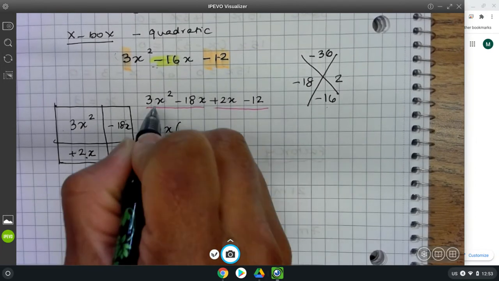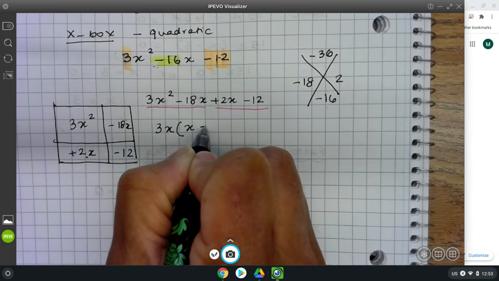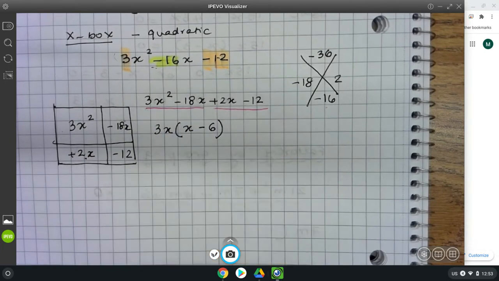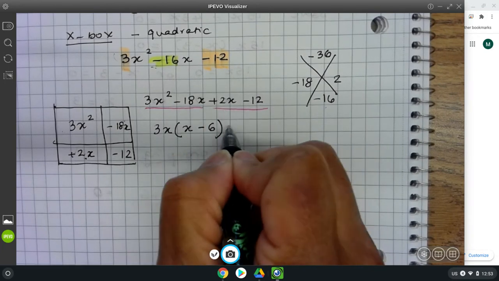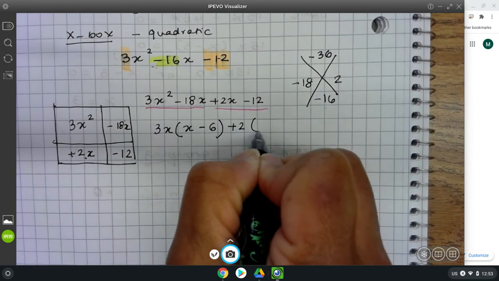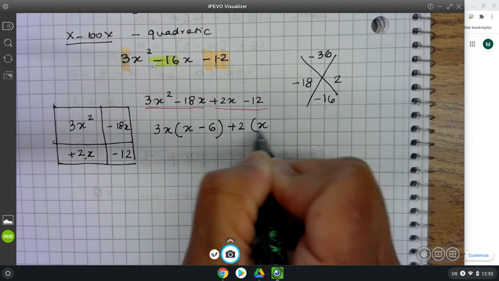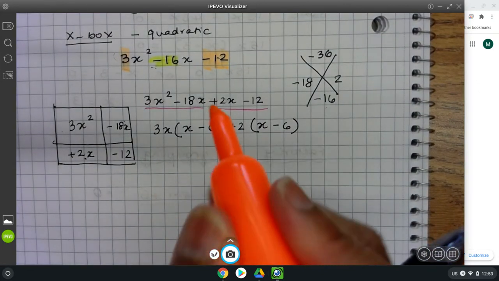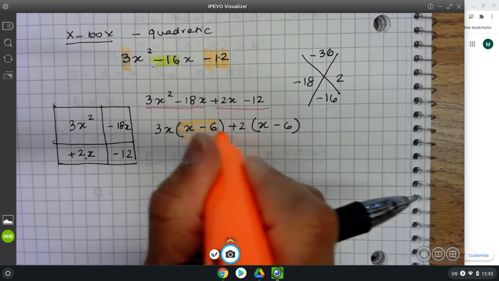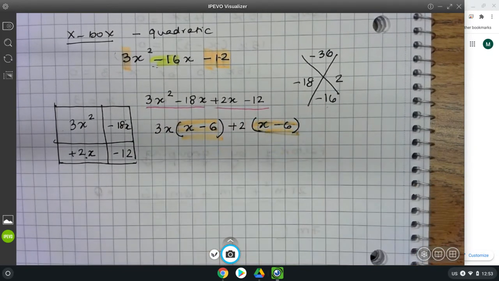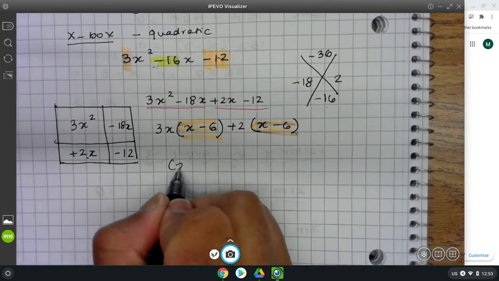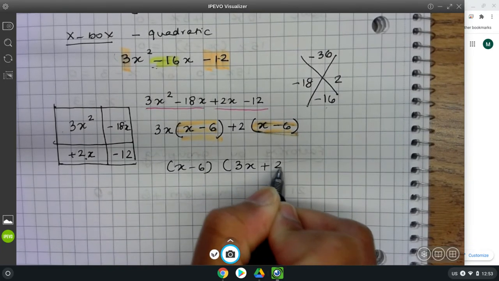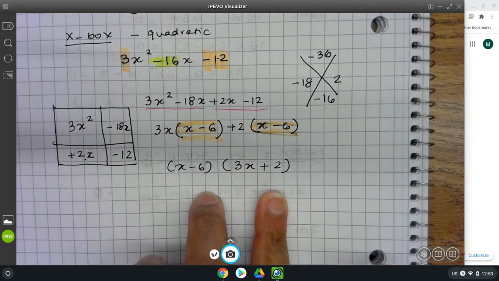The common factor between these two is 3x. So I take that out. I'm left with x minus 6 times what will give me this? 3x times 6 will give me negative 18x. The common factor between these two is 2. Take that out. 2 times x will give me 2x, and 2 times 6 will give me that. Now I have x minus 6 as a common factor between these two terms. I can take that out, times 3x plus 2. So I have factored these out.